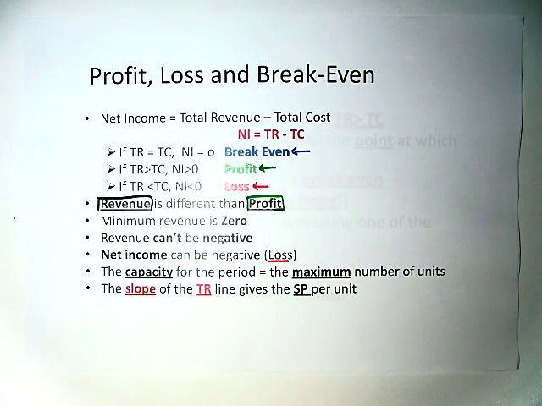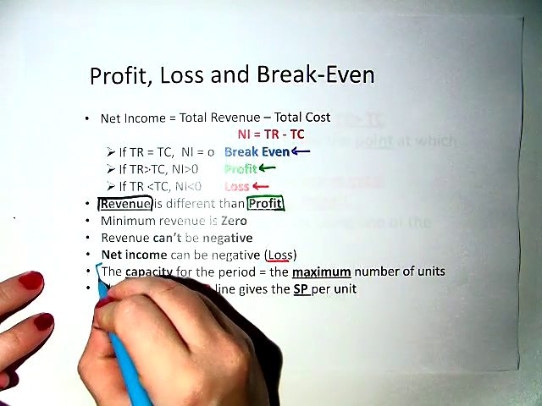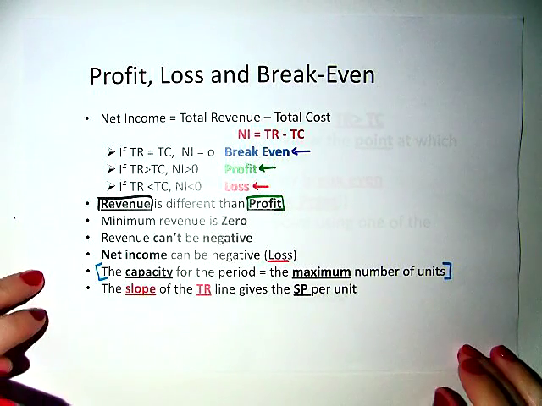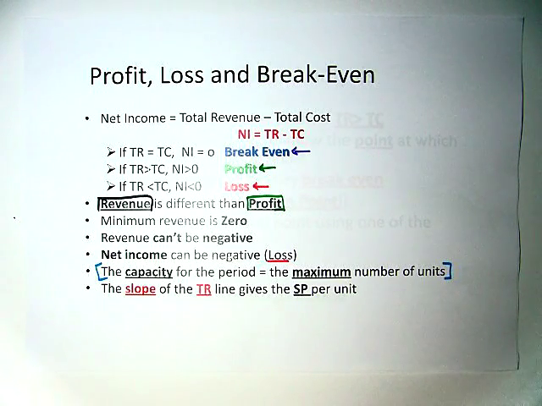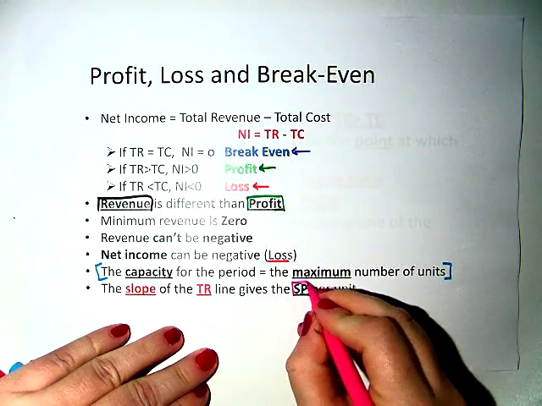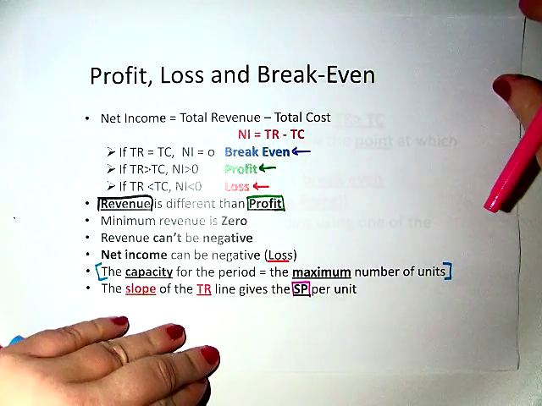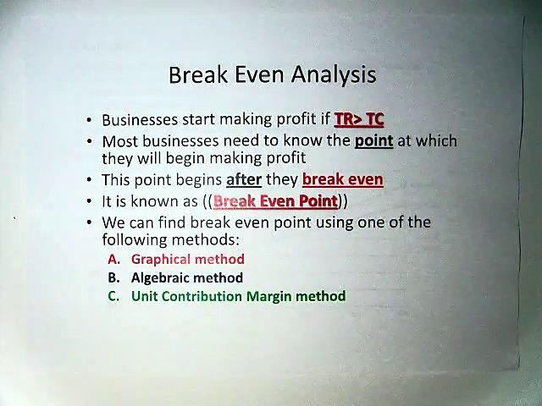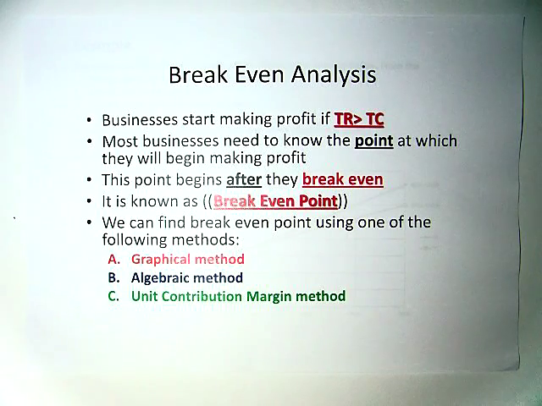Now, the capacity for the period is the maximum number of units. That's one of the things that we talked about earlier. This is looking at the maximum possible number of units that you're able to move. The slope of the total revenue line gives the selling price per unit. So let's go ahead and look at some problems that we might use this on. We're going to do this in three different ways. The first way is the graphical method. We're going to look at a graph and talk about at what point do you lose money, at what point do you break even, and at what point do you gain money.